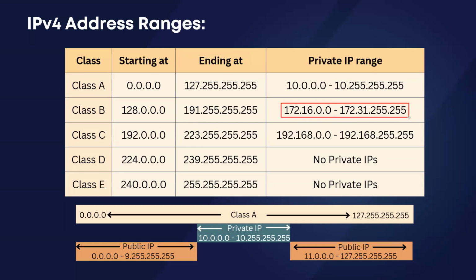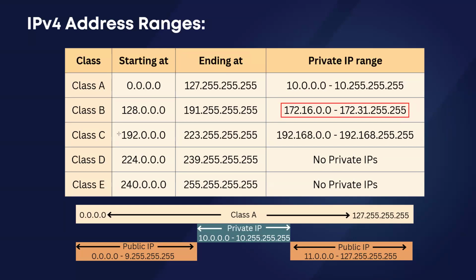IP. So from 128 to 172.15.255.255, and after that from 172.32.0.0 to 191.255.255.255, that's the public IP range. Okay. So in every similar class, you'll have one small private IP set and two sets of public IPs.